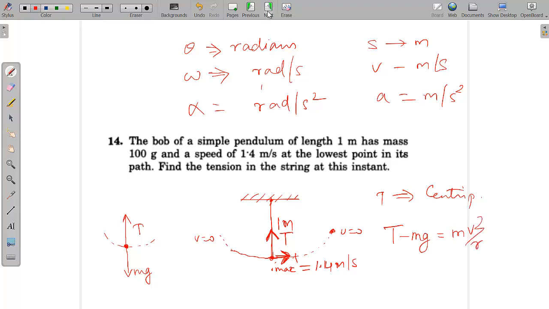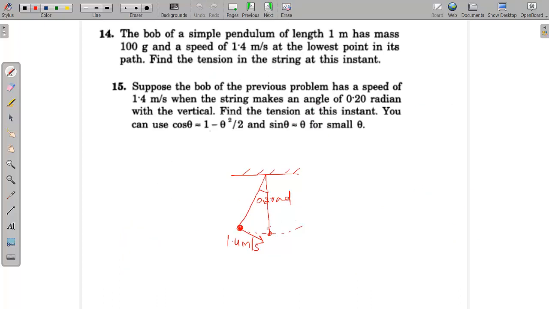Now go to the next question. Here also it is the same. Again what you have to do is draw a free body diagram. Let's say like this. This is your tension acting here, your mg will be here. This is the tangential part. If you see the angle, this was angle 0.2.